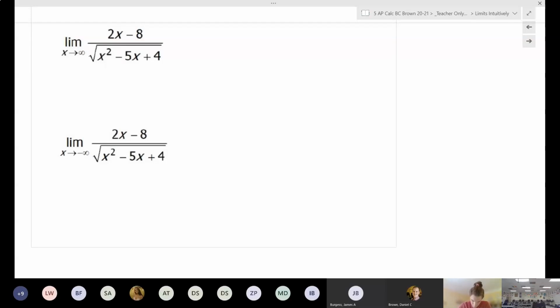So let's think about this one. If you had this problem, you're looking at it on homework, on your quiz, test, AP exam. Let's talk about that first one going to positive infinity. What might be some things you think about or do first? If someone wants to unmute their mic and take a stab at that.